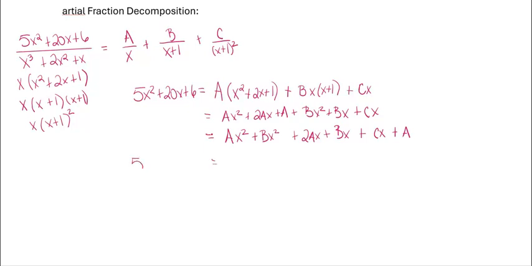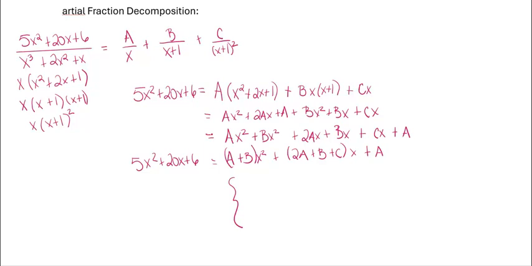And I'll write this up again over here: 5x squared plus 20x plus 6 equals A plus B times x squared, plus 2A plus B plus C all times x, and then plus A is my only constant term. So now I can write my system of linear equations, because I'm only using the coefficients.